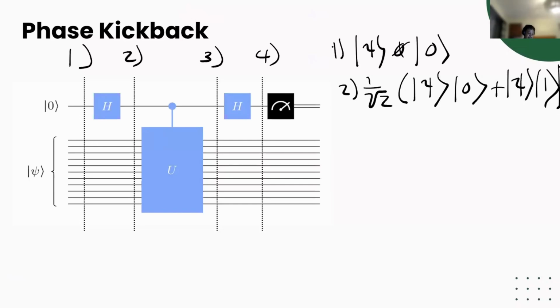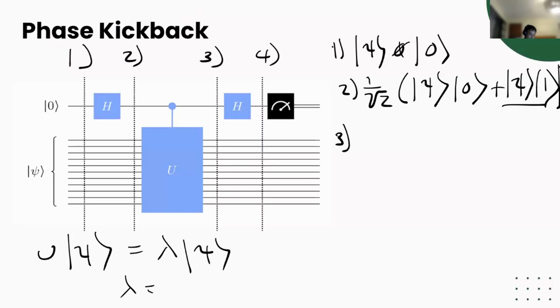So after we apply the Hadamard, we've gone into the plus state, where it's still tensored to our original state psi. Now we apply the unitary only if this initial value is 1. So we only really apply it to this. And if you remember, when we apply the unitary, since this is an eigenstate, we're going to get some phase or some eigenvalue here, and we're going to get our psi back.